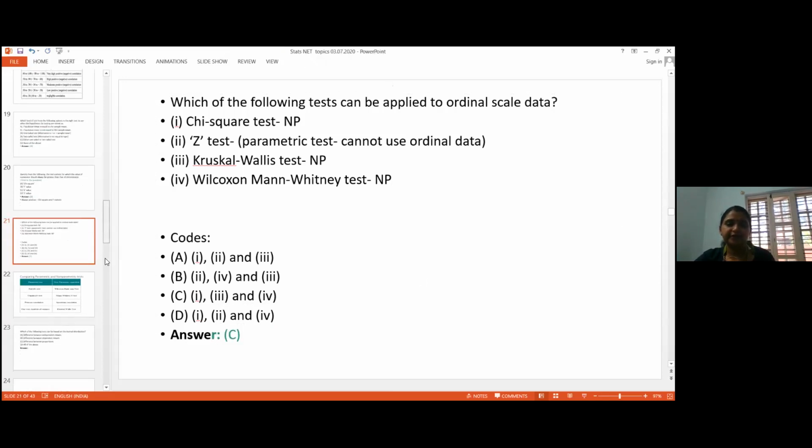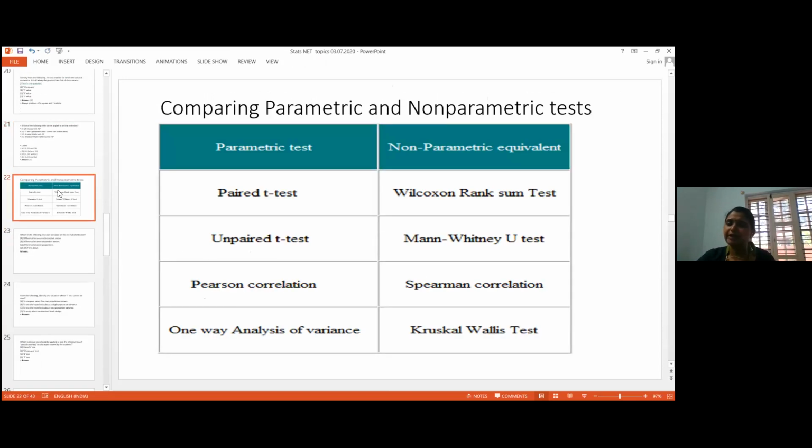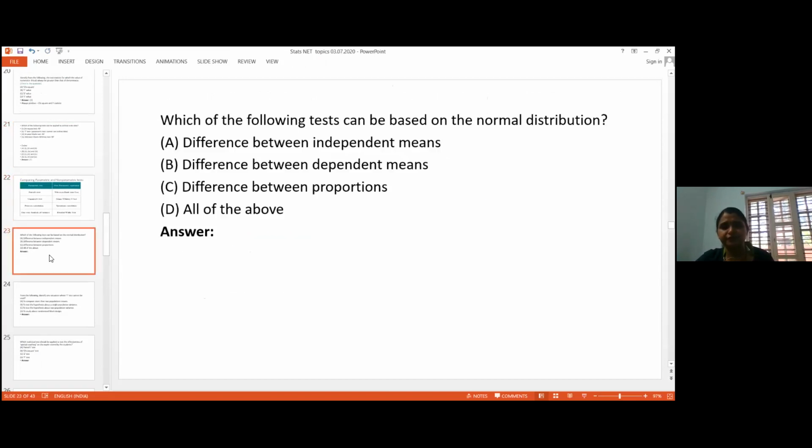If any clarifications, there are a lot of questions based on these tests. There are plenty of questions repeatedly asked. So it's really good if you are clear about the various tests of hypothesis, the options that would come under that, or the variations of questions with that. If there is any doubt, please ask. Otherwise, let me proceed. Which of the following tests can be based on the normal distribution?